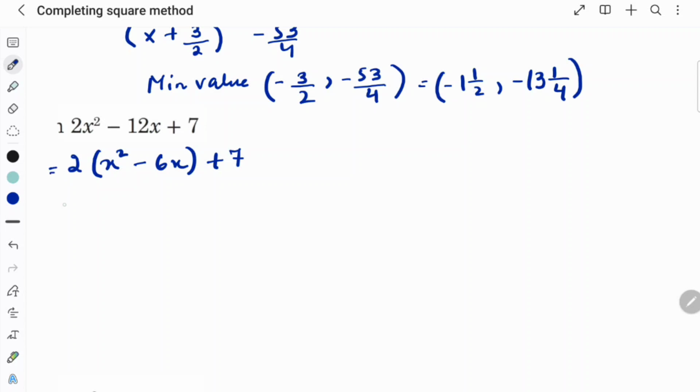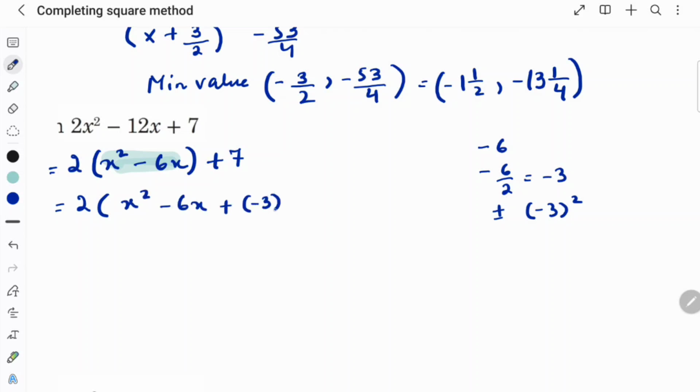All right, so this is 2 times, we just deal with x square minus 6x in the same way like we did in the previous questions. So minus 6 is the coefficient, half of it will be equal to minus 3. We'll add and subtract minus 3 square. So x square minus 6x plus minus 3 square minus minus 3 square, and then we close the bracket here, and then we write down plus 7.